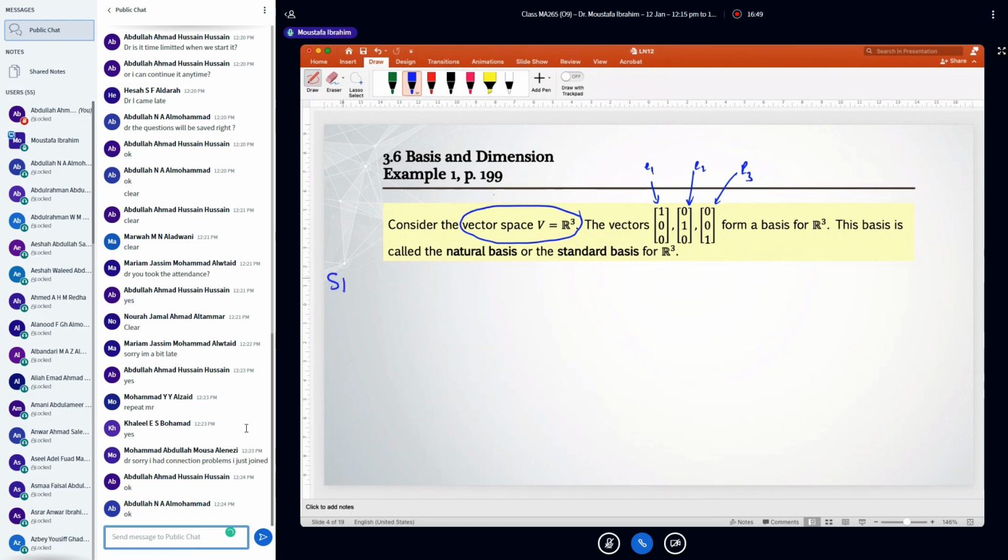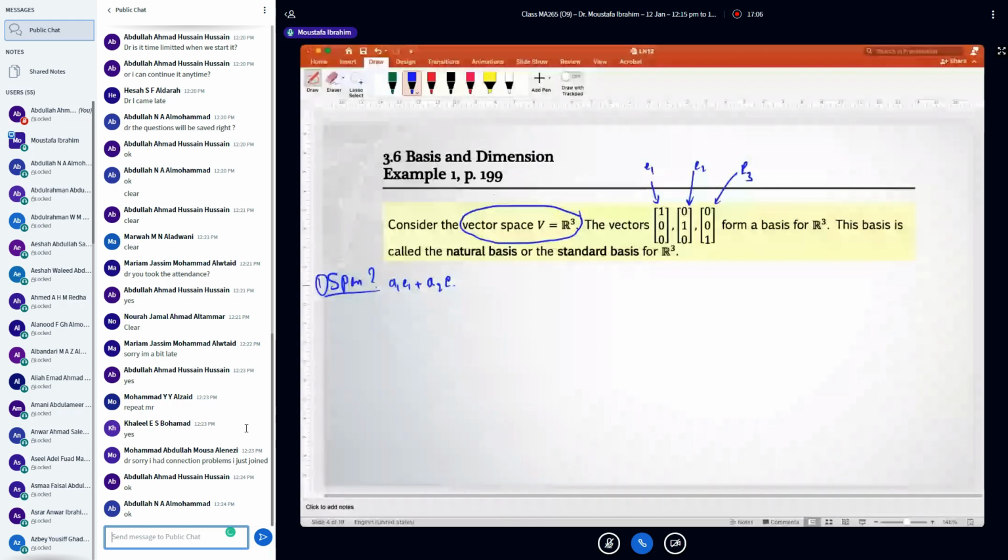So let's see if it spans R3. So we write the definition: a1 e1 plus a2 e2 plus a3 e3 equals v, any vector here.